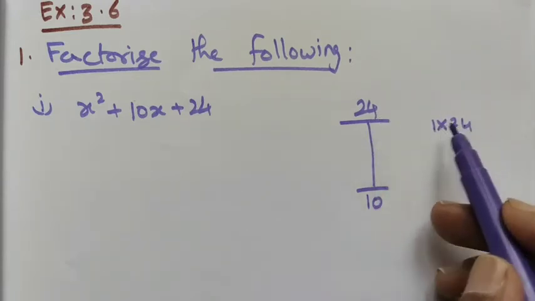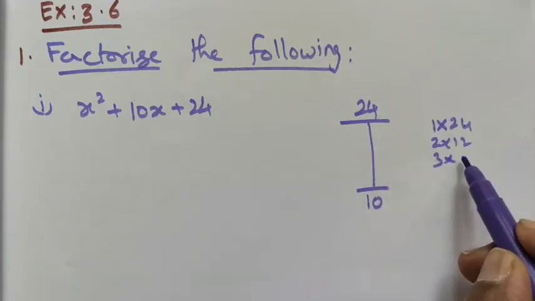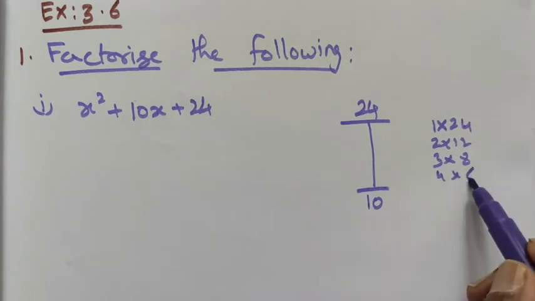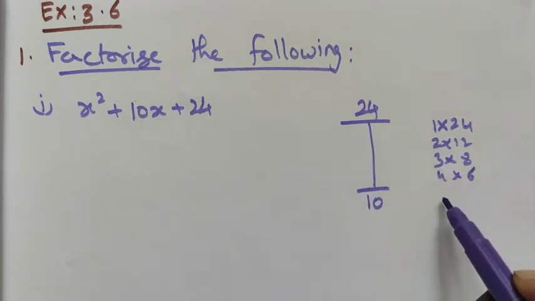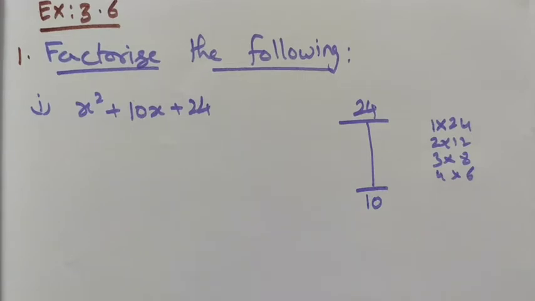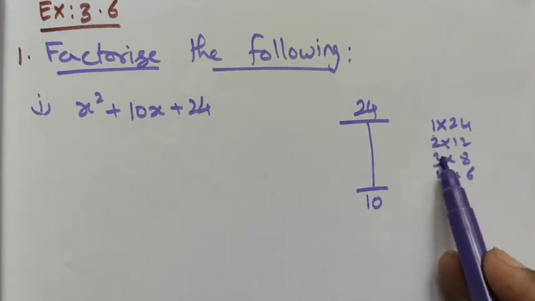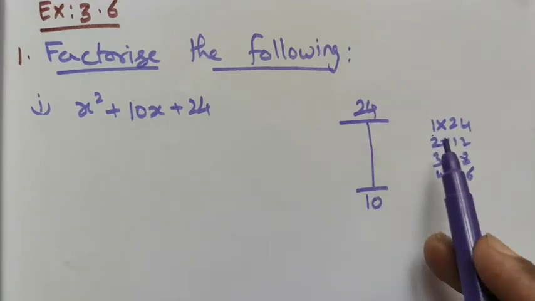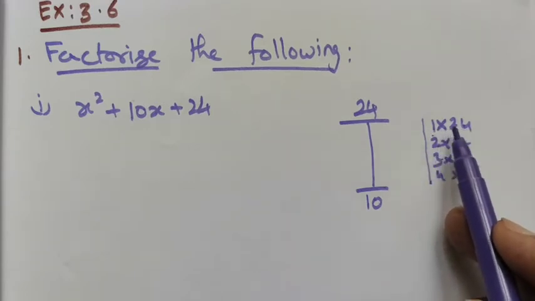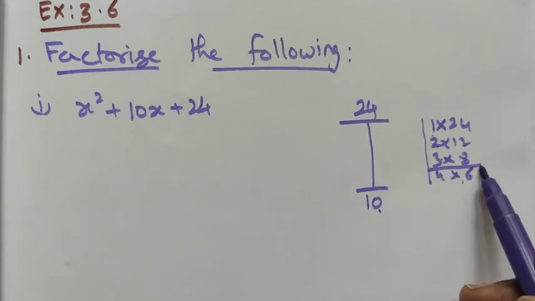Factors of 24: 1 into 24 is 24, and then 2 into 12 is 24, and then 3 into 8 is 24, and then 4 into 6 is 24, and then again we have 6 into 4, 8 into 3, repeated terms, right? In these, which two terms multiply to give 24? All the terms are possible. And then which two terms if you add, we get 10, choose that as the suitable pair.